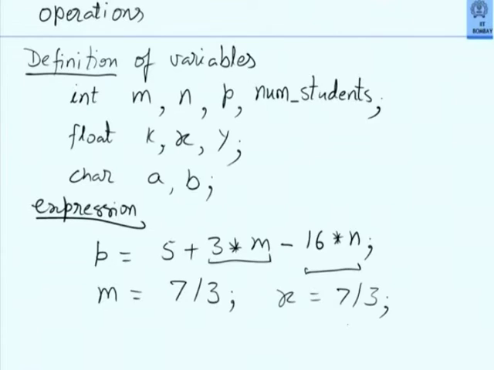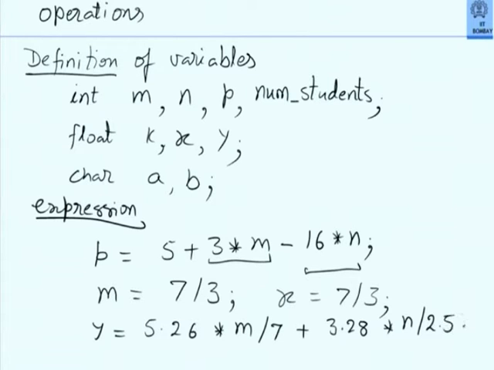Understood? Okay. If you have a mixed mode operation, for example, suppose I say y is equal to 5.26 multiplied by m divided by 7 plus 3.28 multiplied by n divided by 2.5. So this is an expression.